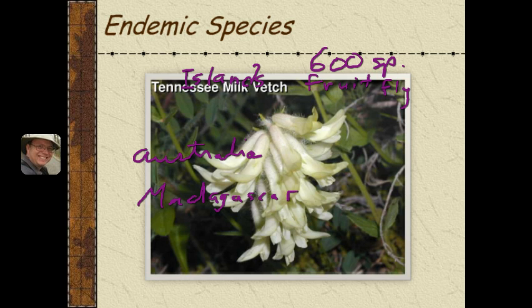Now that's not to say you have to go to an island to find endemic species, as we see with our Tennessee milk vetch. They can be anywhere, but if you really want to study endemism, you go find yourself a good island someplace, and chances are you're going to find something there that's not found anywhere else.